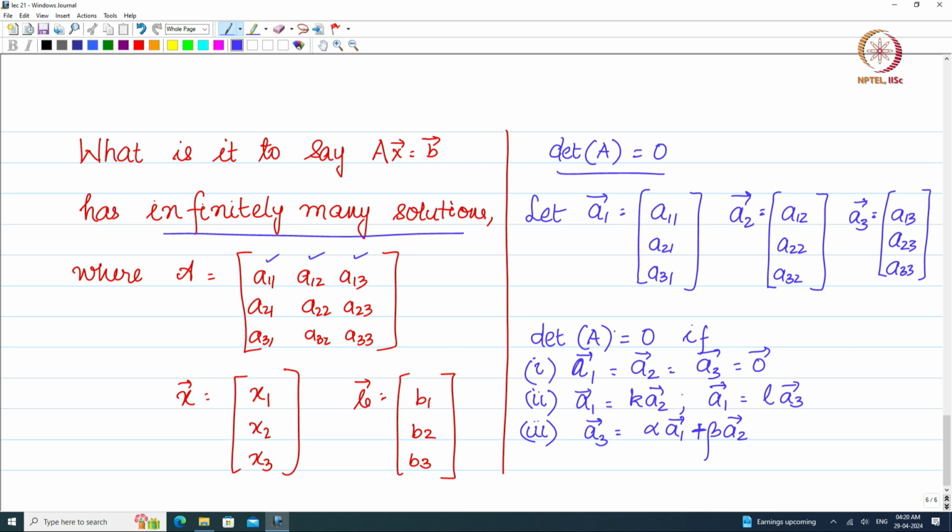If one of these 3 cases happens, or even if one of the vectors is 0, that is, at least one of them is a 0 vector, then we have this.